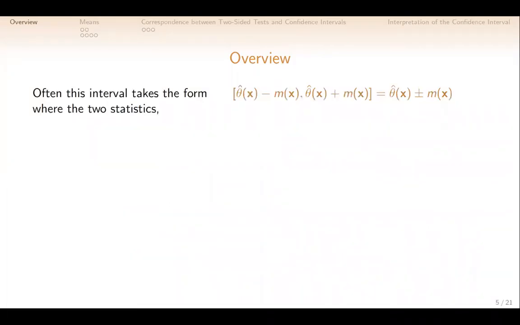Often what you'll see is an estimate for the parameter, the usual point estimate that we've seen in the past, and then you'll take from that and subtract a quantity m of x for your lower estimate, and you add a quantity m of x for your upper estimate. The m is typically called the margin of error. Sometimes you'll see that more succinctly written as theta hat of x plus or minus m of x, where m is the margin of error.